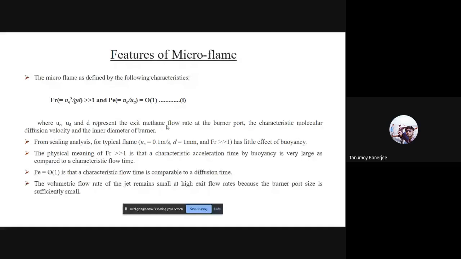Also here the Peclet number is of the order of 1, which means that the characteristic flow time is comparable to the diffusion time. And the volumetric flow rate from the jet that comes out from the burner port is very small, because the burner port size is sufficiently small.